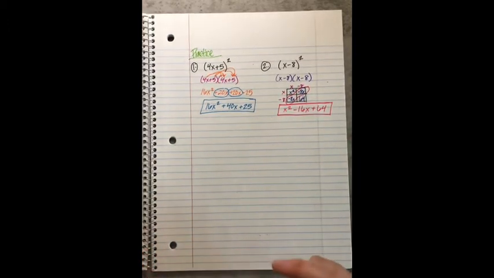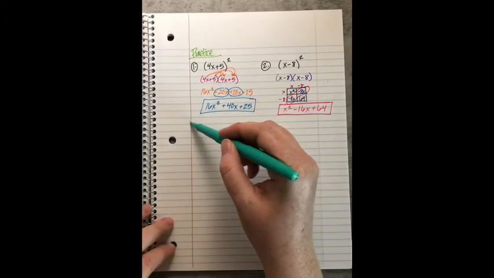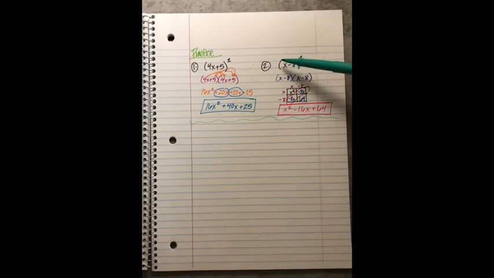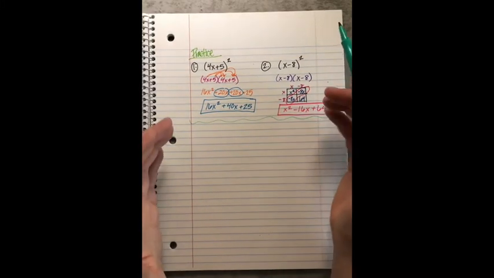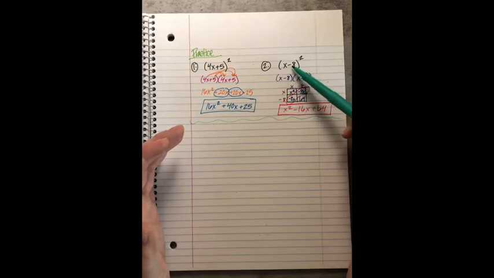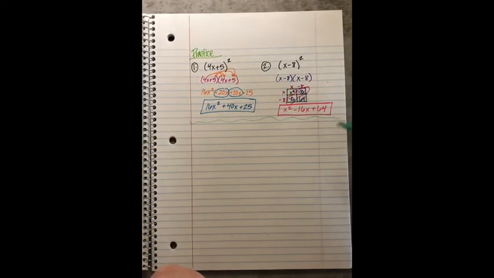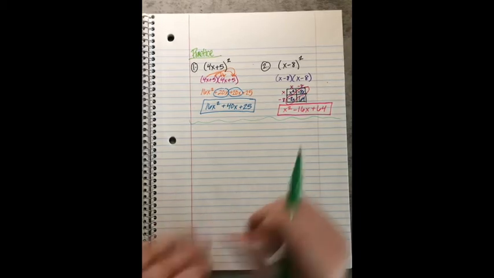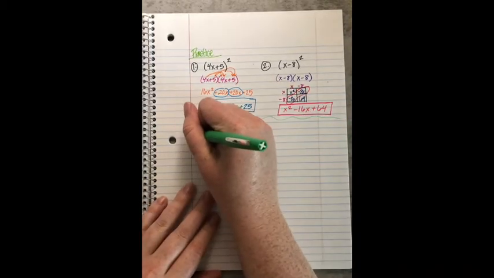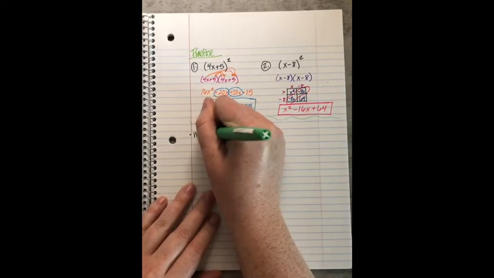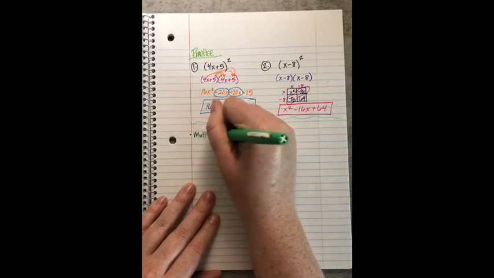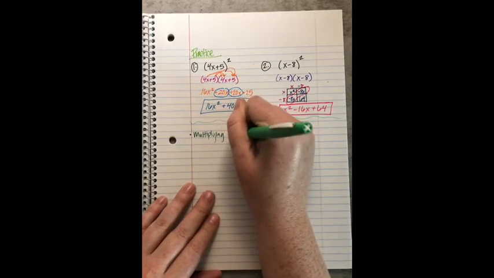Okay, so your choice on box method or FOIL, but the key is if you see a set of parentheses being squared and there's addition or subtraction happening, you gotta expand it out. Expand it out and then use your FOIL or box method. Okay, the second section to this, we're just gonna call it multiplying polynomials.